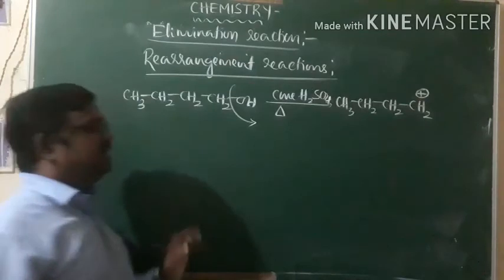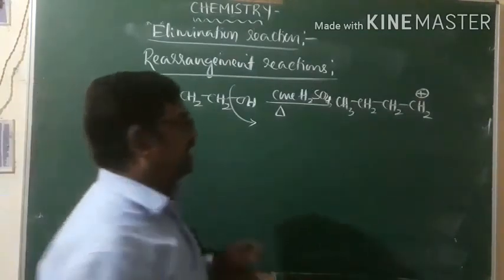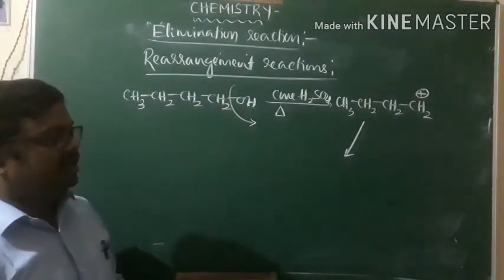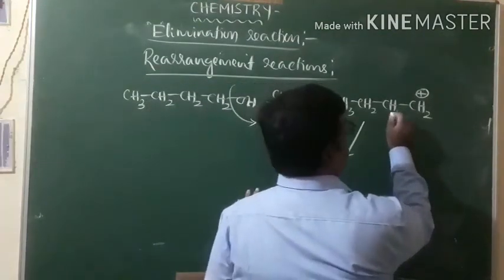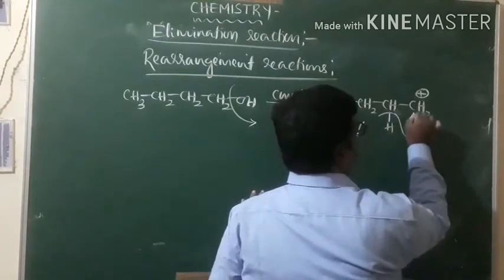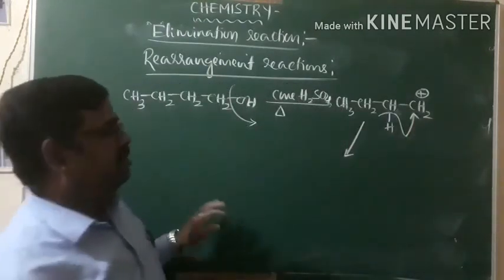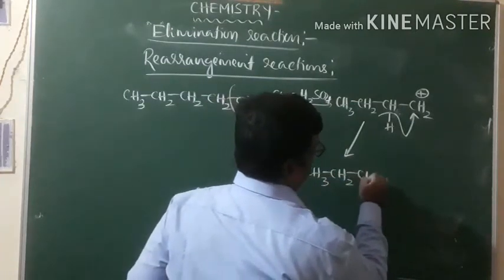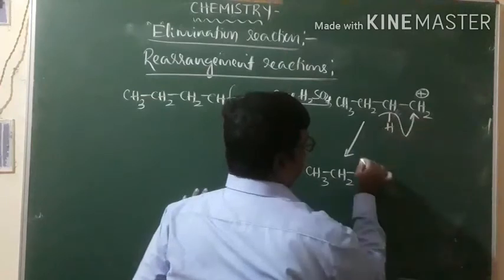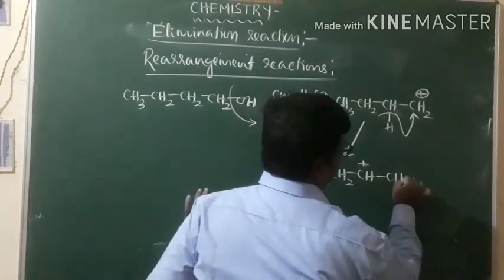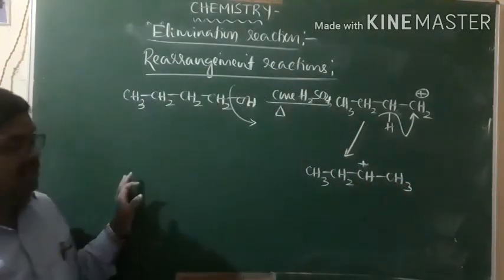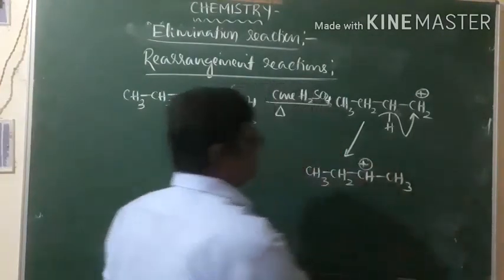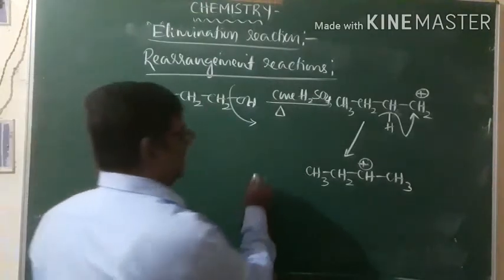What type of carbocation is it? Primary carbocation. Therefore the primary carbocation undergoes rearrangement. How? Look, one of the hydrogen atoms will be shifted from here to here, in the form of H minus. Then you are going to get CH3, CH2, and where H minus left, CH plus, and CH3. That is a secondary carbocation. A secondary carbocation is more stable than a primary carbocation.